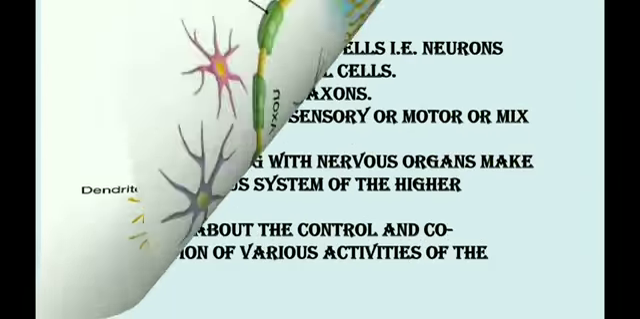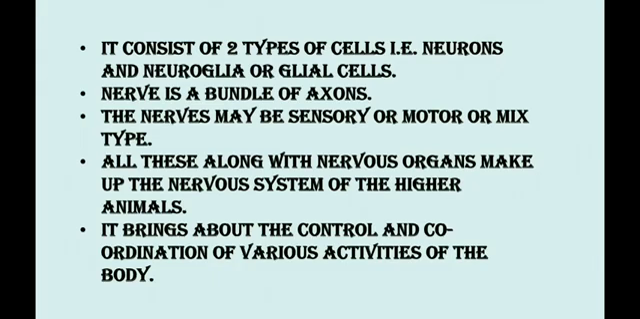Here, nerve. You might have learned this word nerve. Nerve is nothing but a bundle of axons. And we use the word nerve for those bundles of axons which are present outside the central nervous system. When these bundles of axons are present inside the central nervous system, then we call them a tract. So remember two words. One is nerve, the other one is tract.